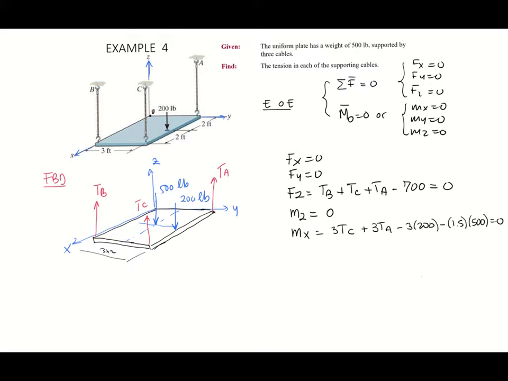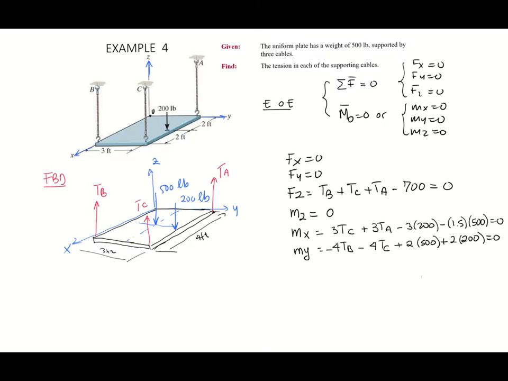Then we have to calculate the moment with respect to axis y, and the distance here is 4 feet, right? So the moment will be negative 4 times TB, negative 4 times TC, then half of the distance will be positive 2 times 500, positive 2 times 200. And TA doesn't produce any moment because it crosses the axis.